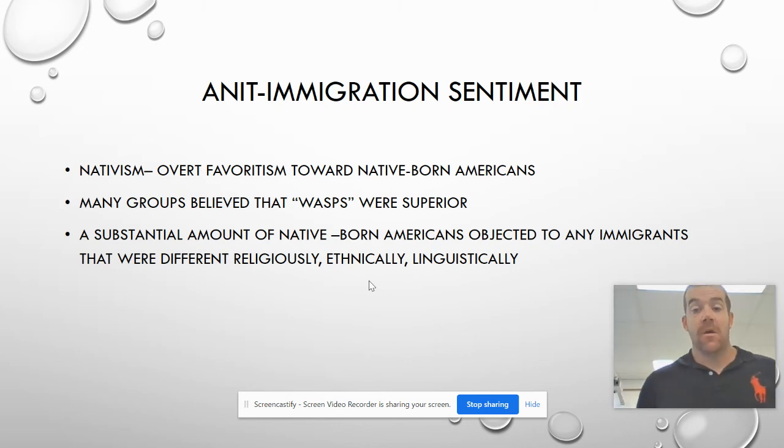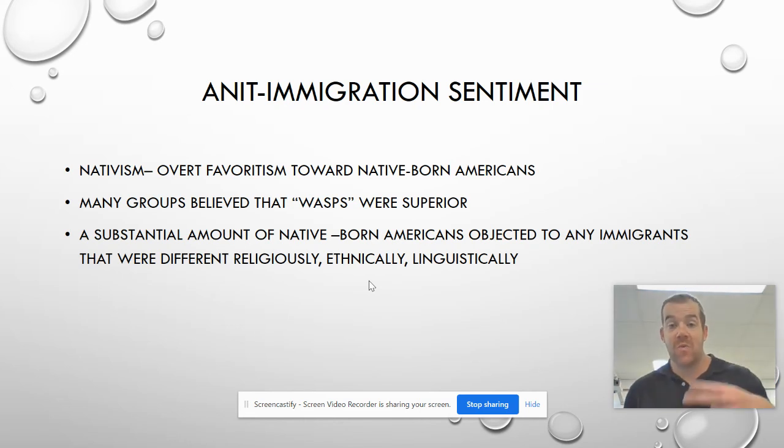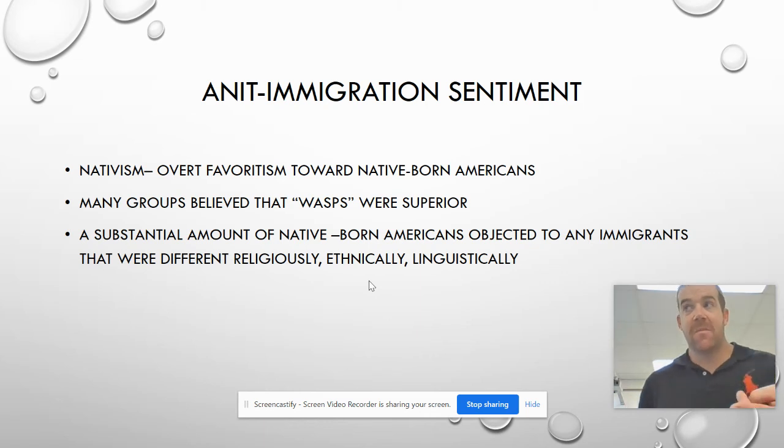All right. Anybody know the two that weren't? Okay, well I do. Barack Obama and John F. Kennedy. Everybody else was a white Anglo-Saxon Protestant. Barack Obama being multiracial, and John F. Kennedy was not Protestant; he was Catholic. So most of these native-born Americans objected to immigrants that were different.